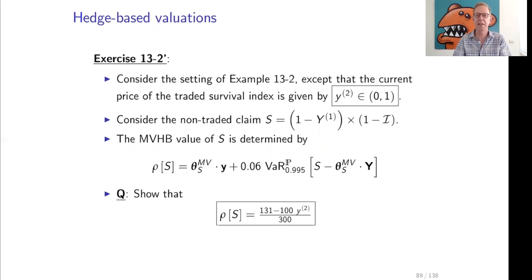So the exercise is exactly the same as in 13.2, except that instead of the given price, the numerical value, we call it just y2. Then you can show that rho S now is 131 minus 100 y2 divided by 300. So that means it's a decreasing function of the price of the index. So it's clear here that the value of our unhedgeable claim strongly depends on the financial market, in particular on the price of the traded index.